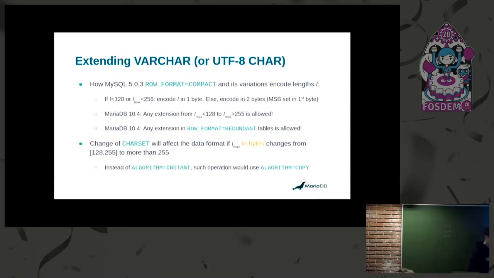And if you change the character set of a column, of course, if the length in bytes changes so that this cannot be applied, then it will have to use algorithm copy, because we don't support native rebuild when any data type is changing. We only support it for removing or adding the not null attribute.